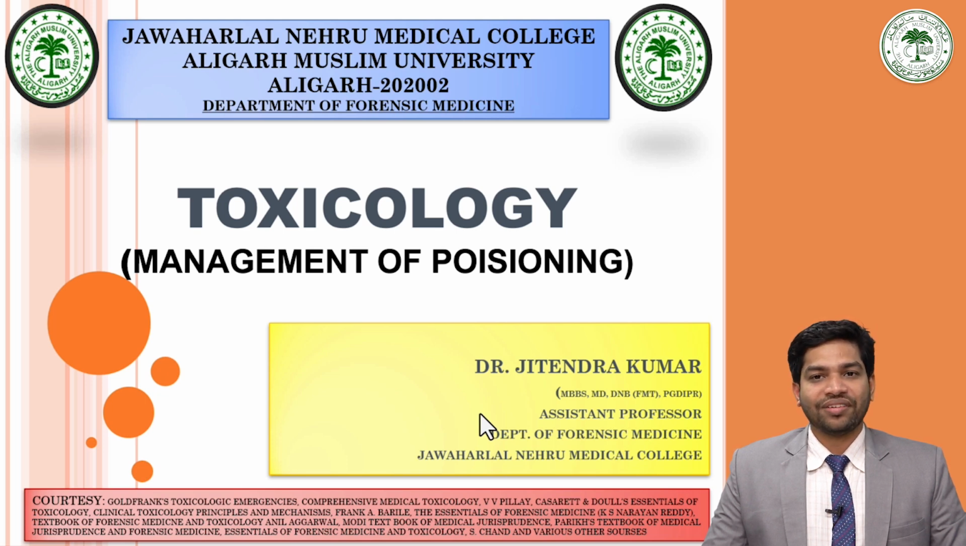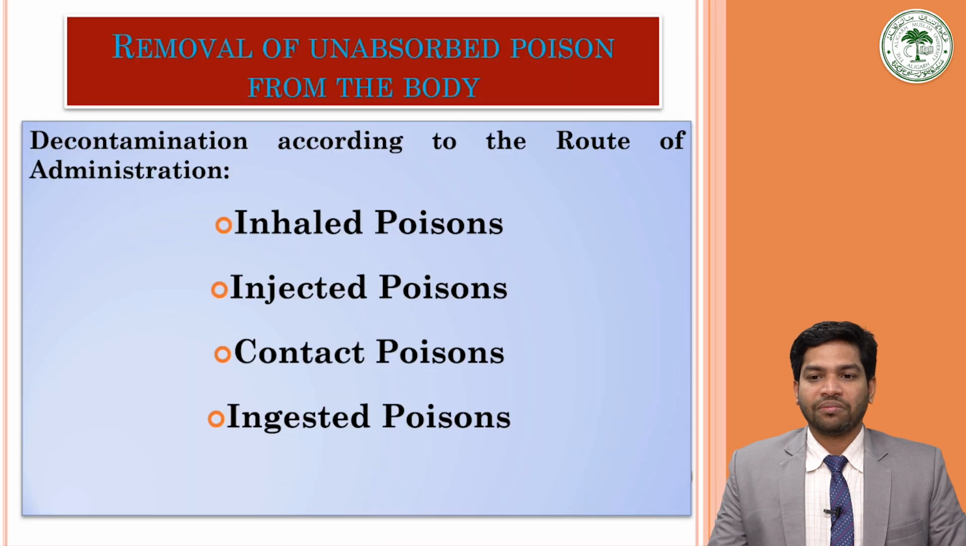In the management of poisoning, after finishing A, B, C, D, E of the immediate resuscitative measures, we discussed removal of unabsorbed poisons from the body. Under that, we learned that for the removal of unabsorbed poison from the body, we may perform decontamination according to the route of administration, like for inhaled poison, for injected poison, for contact poison, and ingested poisons. We apply different methods in different types of poisoning for the removal of unabsorbed poisons.